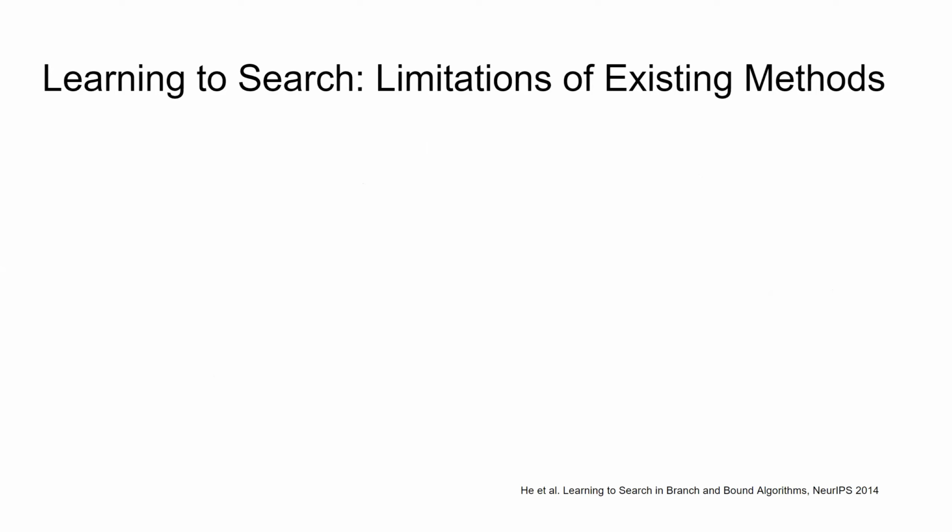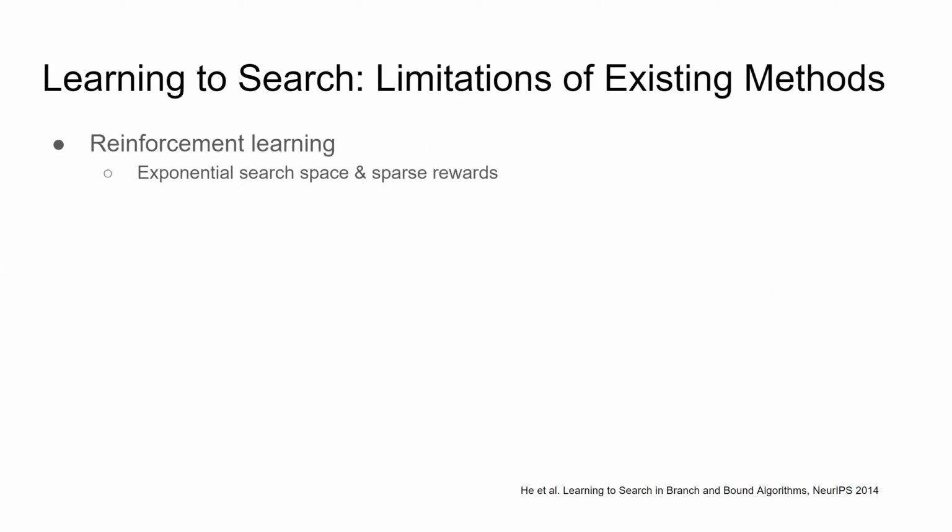There are existing data-driven methods for learning this node selection policy. One class of methods is based on reinforcement learning. But in this particular application, reinforcement learning is likely to be unsuccessful for two reasons. Firstly, we have an exponential search space. The tree, as I mentioned, can grow exponentially in terms of the number of integer variables.